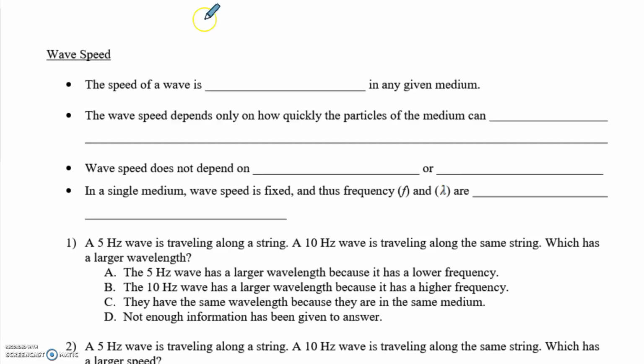Here is a puzzle. The wave equation says wave speed equals frequency of the wave times the wavelength. Doesn't it look like speed is directly proportional to frequency? And if you increase frequency, then you increase the wave speed? Let's look and see how accurate this really is.